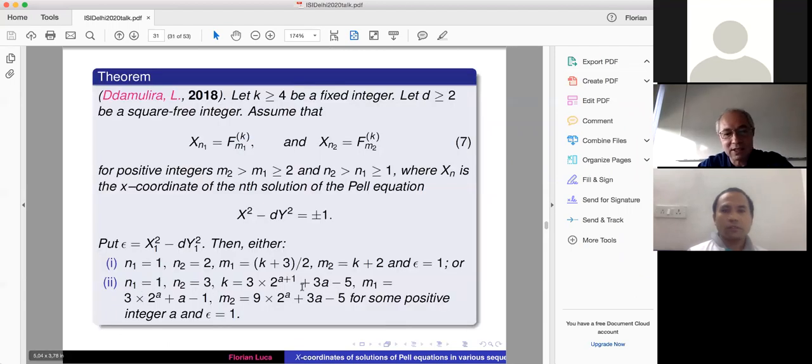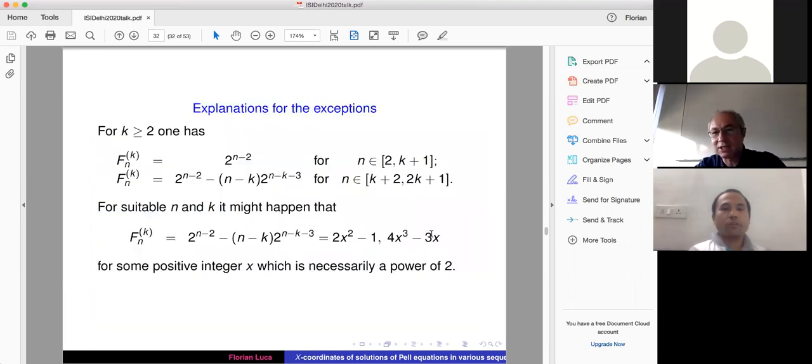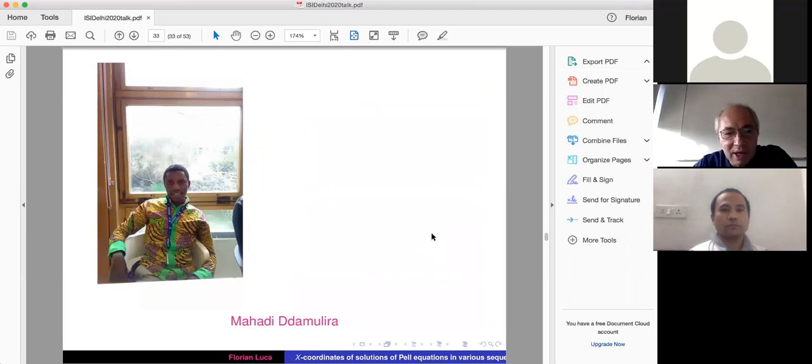So this one is the family that comes, and you can kind of see why this one is a bit easier and this one is a bit more complicated, because it's more complicated to match this one. And interestingly enough, there are no other solutions at all, even sporadic ones, which we found fascinating. This is Mahadi Damgira. I saw him at the talk.